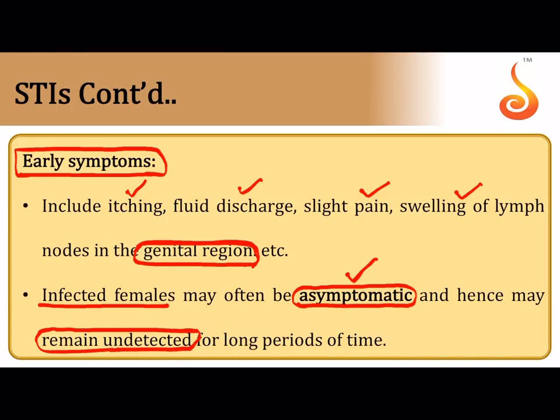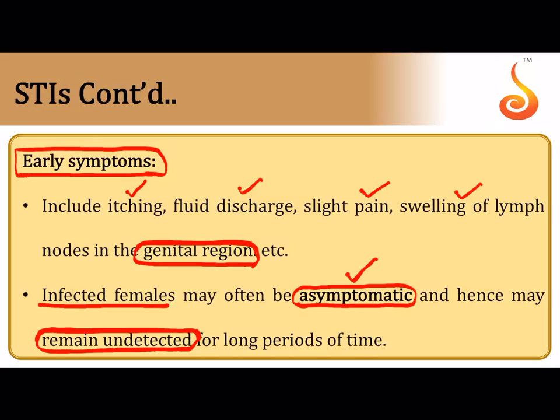Now, why these early symptoms are a concern is because you all know about the social stigma associated with sexually transmitted infection. So, mostly, what does the person do? The person does not take these symptoms seriously. The person just overlooks them because he is also scared to go see a doctor for the fear of being labeled, isn't it? For the fear of the social stigma attached to the sexually transmitted infection.